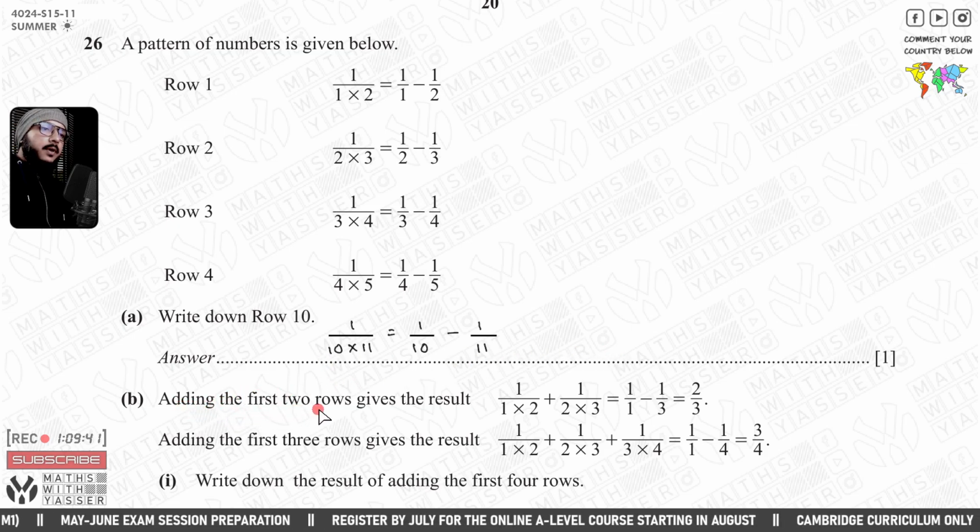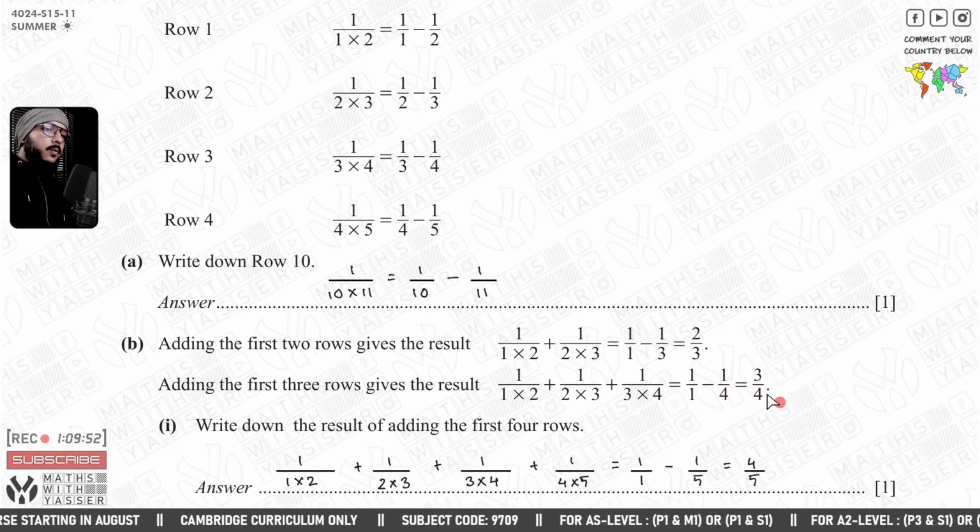Then it says adding the first two rows gives this result. Adding the first three rows gives this result. Now again we need to make some observations before we write down the result of adding the first 4 rows. The information provided was for adding the first 2 rows and first 3 rows. For two rows, we have 1, 2, 2, 3, and then 1, 3, which gives us a fraction of 2 over 3. And for adding the first three rows, we have 1, 2, 2, 3, 3, 4, and on the right hand side, we have 1, 4.